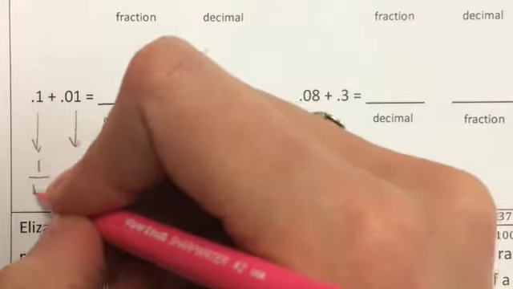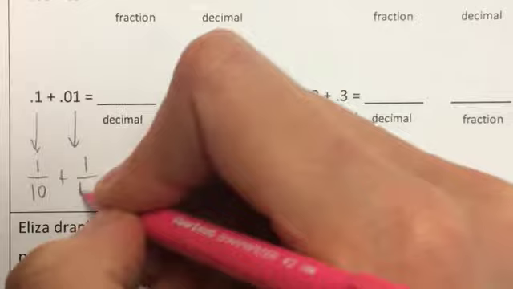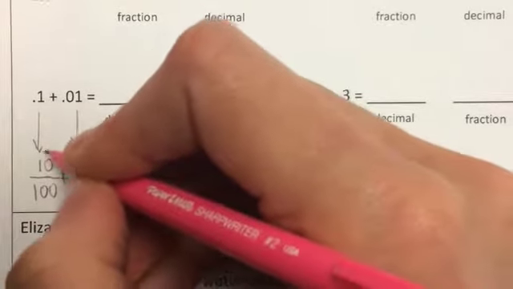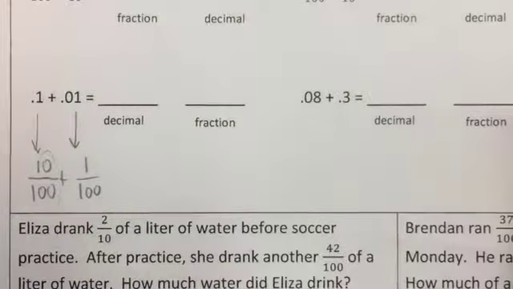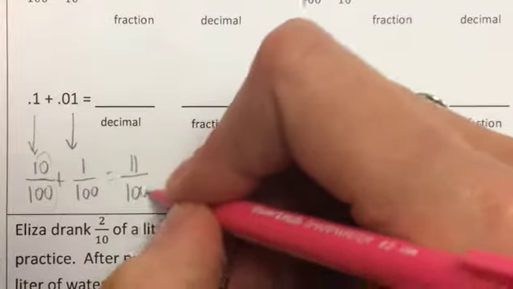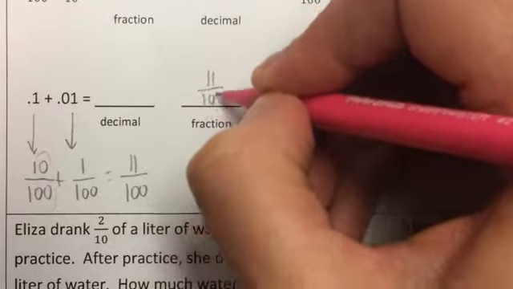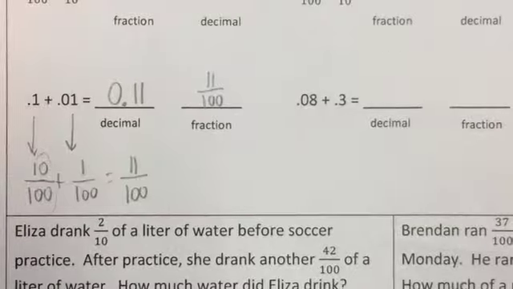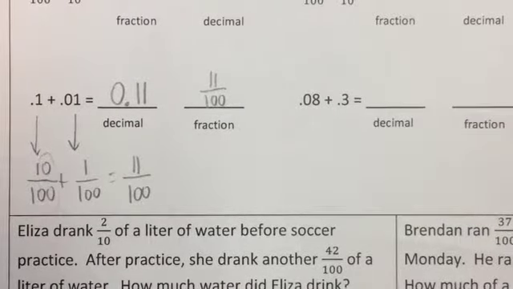So this is 1/10 plus 1/100. Well, I need to change this into hundredths. So if I use my quick method, all I just have to do is add a 0 to the numerator and the denominator. Add them together and I get 11/100. So my fraction is 11/100. My decimal is 0.11, which is also 11/100.